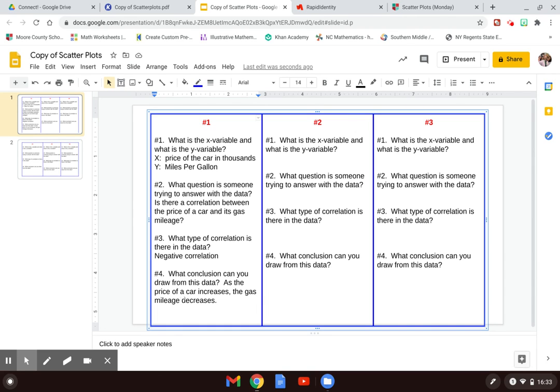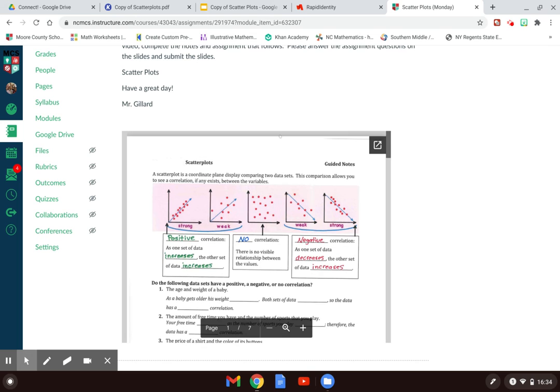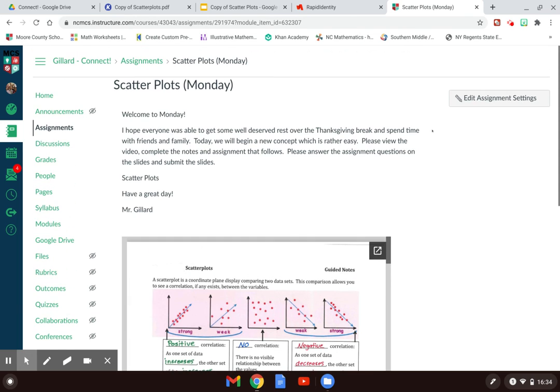If you have any questions, I will be up on Google Meet, or you can send me an email and I will get back to you as soon as I can. Once you're done with this, just simply click the submit button on Canvas and it will submit it to me, and I will be able to see it. And then tomorrow we'll start learning about the line of best fit.